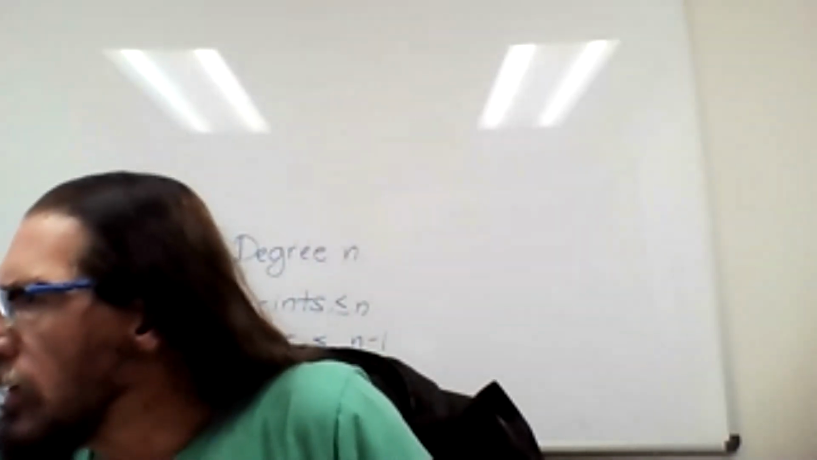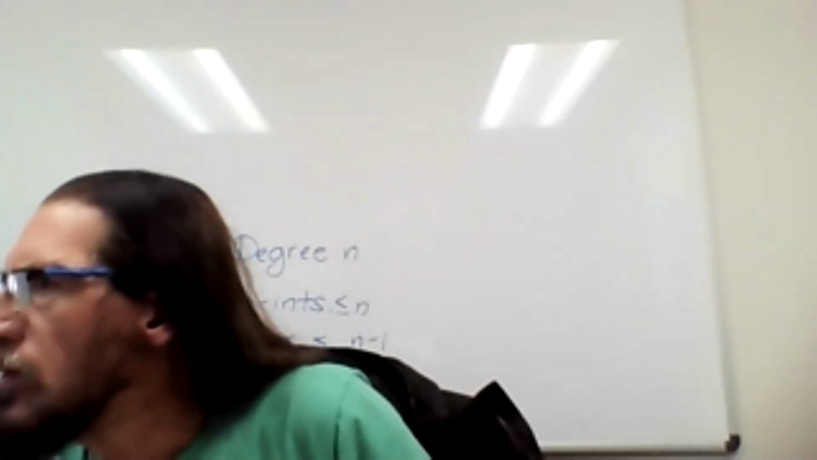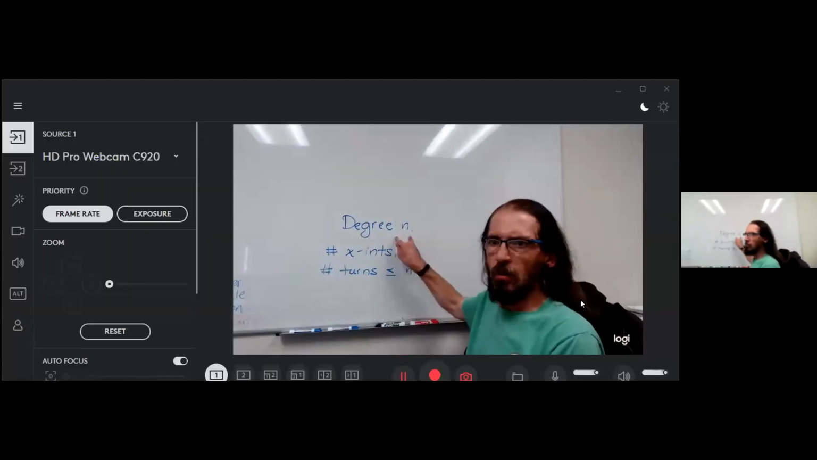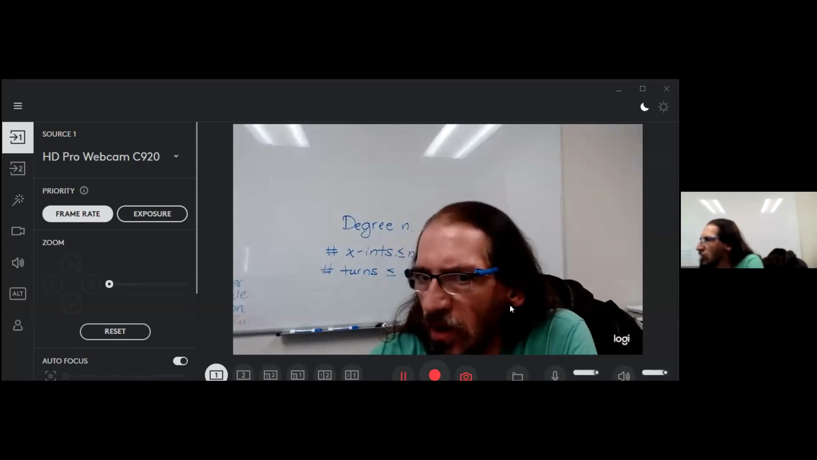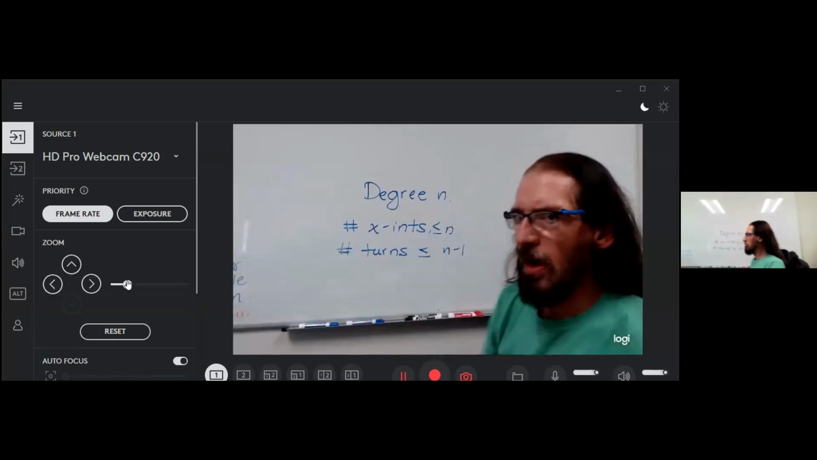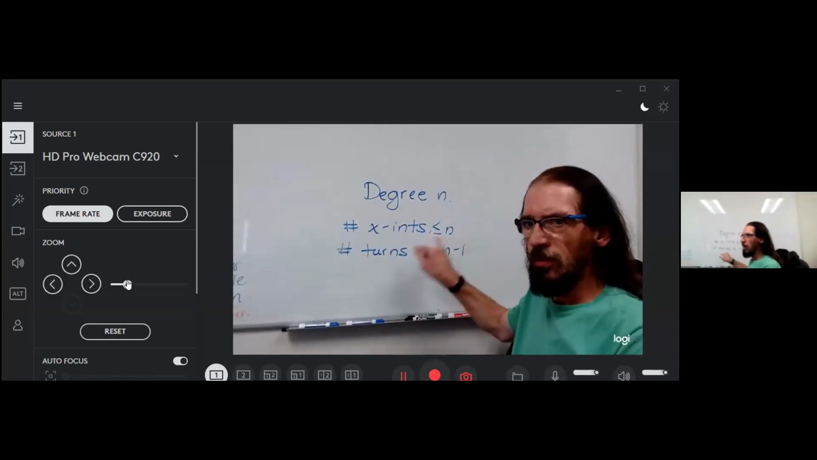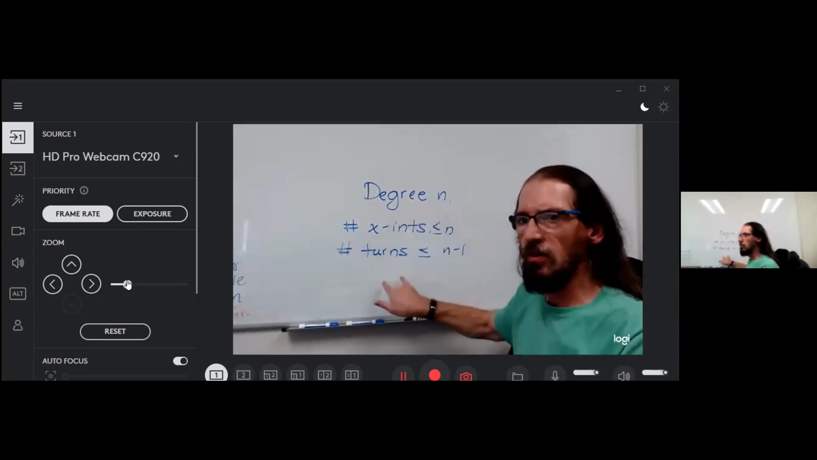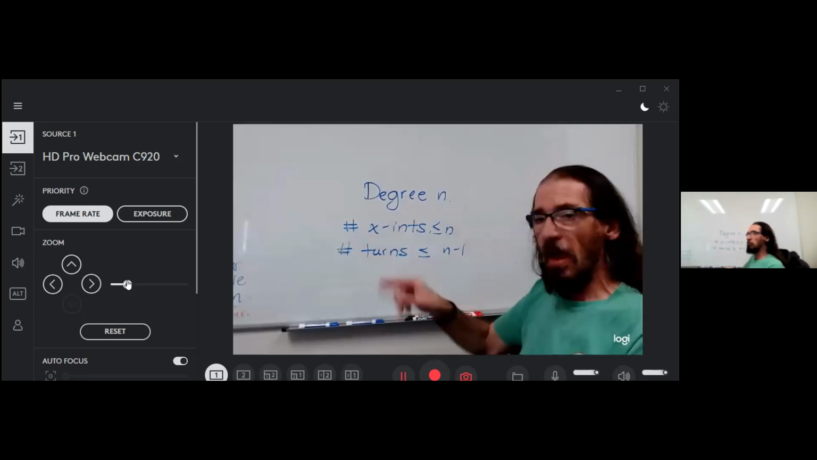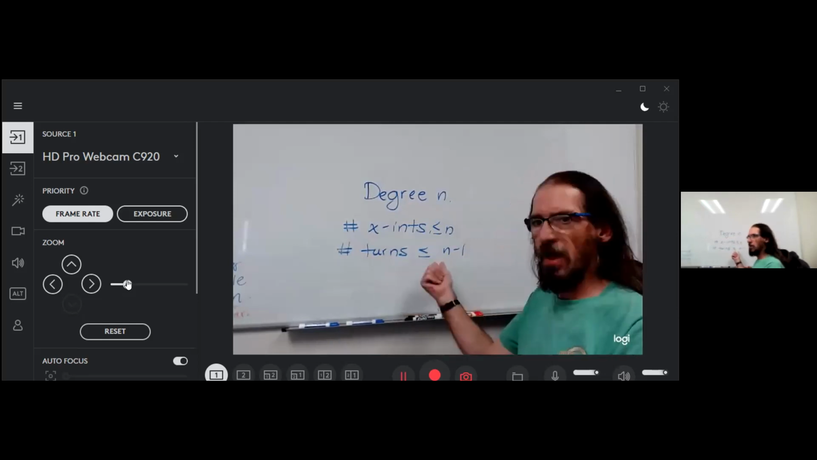Going to add a bit more to this playlist regarding polynomial functions and their graphs. For one thing, we have found out that if the degree of a polynomial function is n, then the number of x-intercepts will be at most that much. And the number of turning points is at most one less than the degree.